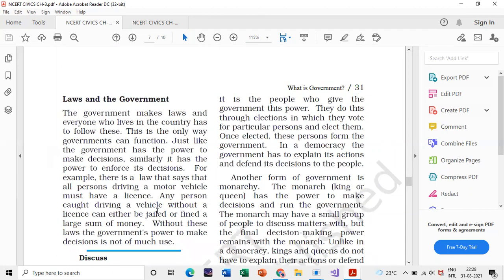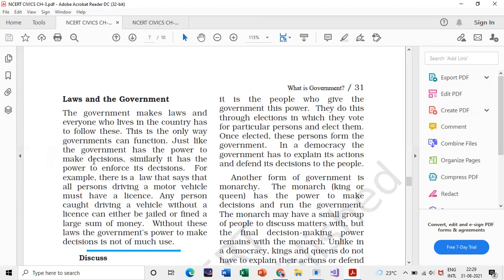Why is there any need for laws? Always mention an example. Do not only write two lines like this: the government makes laws and everyone who lives in the country has to follow them. Not like that. Always mention an example so that the teacher will know that you know the reason behind making laws. This paragraph is very important. Read it carefully, and the first line is always important: the government makes laws and everyone who lives in the country has to follow them.